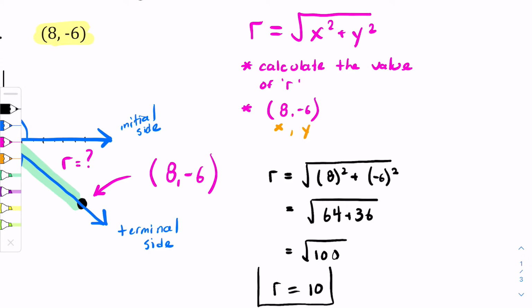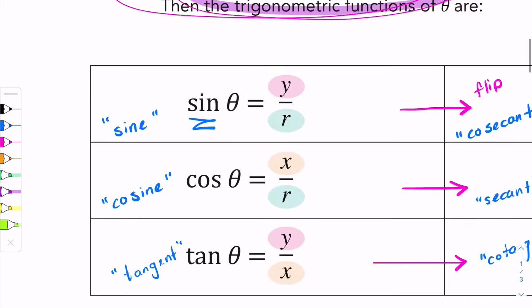Remember that we're looking for the radius. The radius has to be a positive value. So of course, the square root of 100 could be positive or negative 10, but we only want this positive value because we're looking for a distance, and distance is always positive.